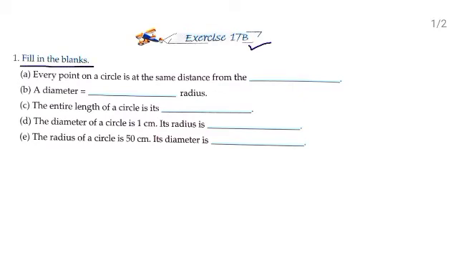Question number 1 is fill in the blanks. A part: every point on a circle is at the same distance from dash. So suppose this is a circle. Every point on a circle is at the same distance from where? Center, right? So every point on a circle is at the same distance from the center. So here will be center.